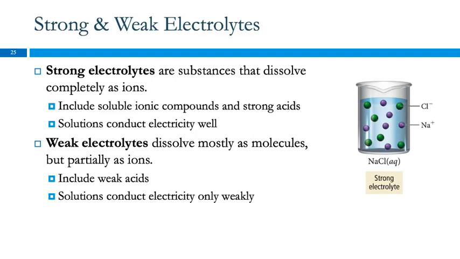So strong electrolytes dissolve completely into ions. Sodium chloride is an example. So all soluble ionic compounds are strong electrolytes. These conduct electricity well. That light bulb has a good strong light, right? So soluble ionic compounds and strong acids. We'll talk about which ones are the strong acids. There's only 6 of them. Weak electrolytes dissolve mostly as molecules, but partially as ions. So these, for the most part, in Chem 1A are just weak acids. They will conduct electricity, but only weakly. And then there are the non-electrolytes like sugar that don't make any ions.